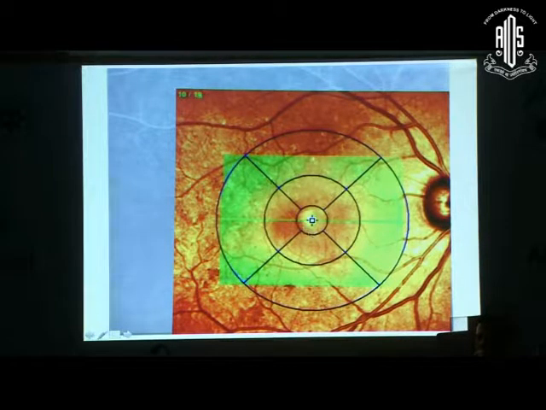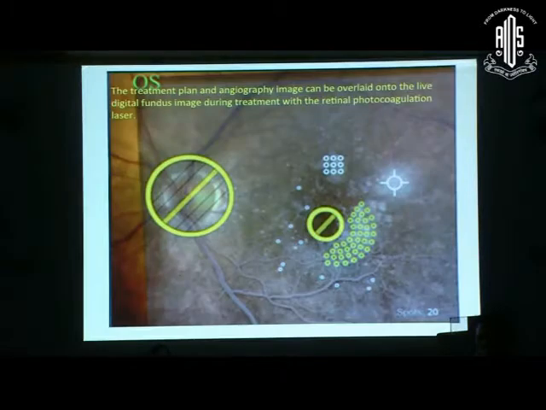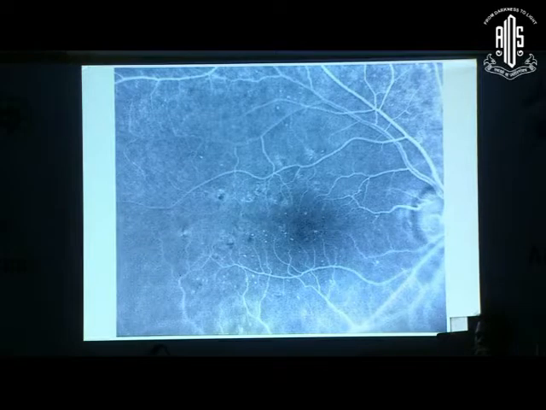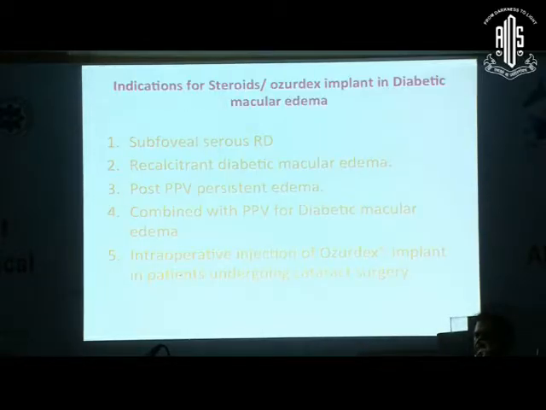You can have the map, you can mark the area of the map, and this is how you can mark this area in a grid shape pattern if you want, using a modified grid. These are the areas which would be protected by the eye tracker. You shoot the laser, you are not doing anything, there is no lens or anything, the patient is looking straight, and the machine just keeps on ticking, telling you that these burns have been shot. And this is the follow-up of the same patient. So Navilas gives you a clear-cut guidance, protection of vital structures, eye tracking, and digital documentation with consistent application.